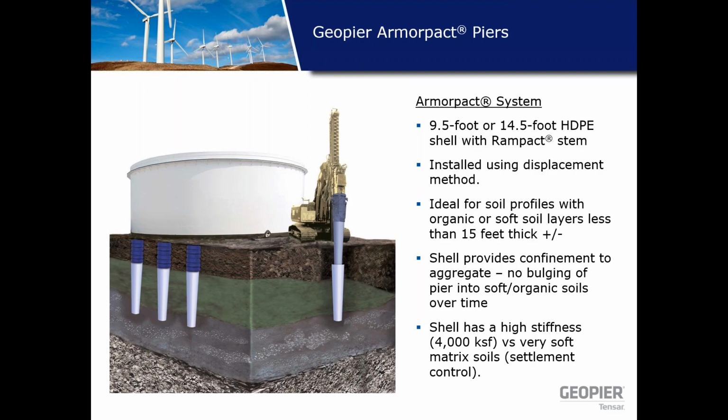You don't have to worry about the pier bulging into these soils, which could cause excessive settlement of whatever you're trying to support. And on top of that, you have a ram-packed stem, which is one of our displacement systems. One of the other beauties of ArmorPact is the shell is extremely stiff. It has a modulus of about 4,000 KSF, so it provides excellent settlement control in these soft soils.